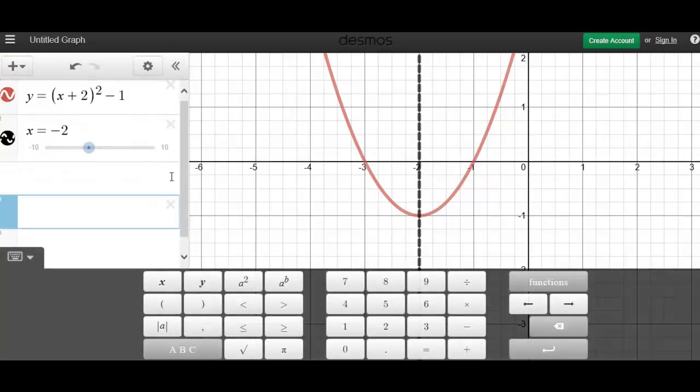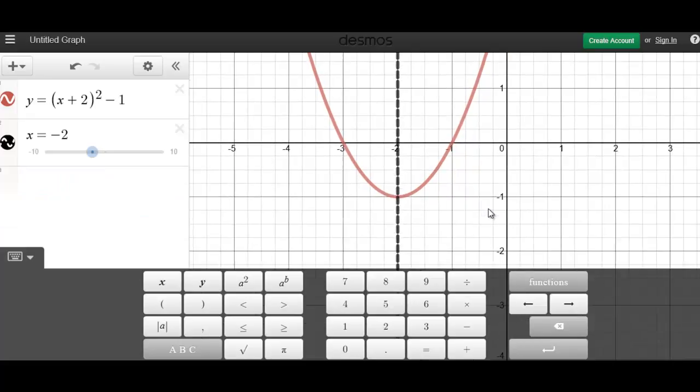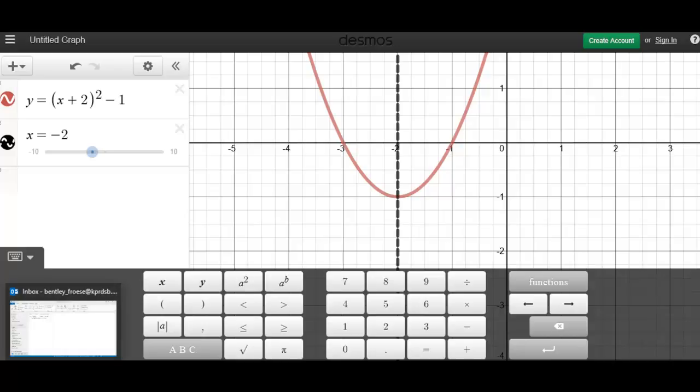Desmos has it all. Boy, they should hire me. I guess it's free, so it's not like they can hire me. But anyway, Desmos is a fantastic graphing calculator online, and also on your iPhones and your Android phones. It works on all those types of smartphones.